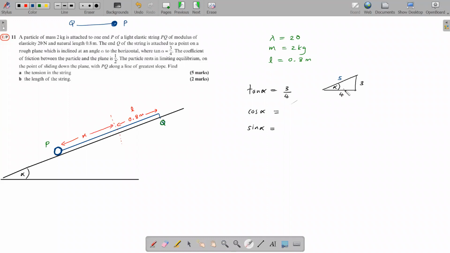Cos alpha will be adjacent over hypotenuse, right? So adjacent according to this triangle gives 4/5. Sin alpha is opposite over hypotenuse, 3/5. So I have my cos alpha and sin alpha, everything ready. Now what do we need to do? Let's read the remaining part.